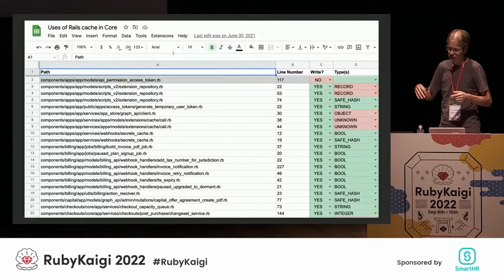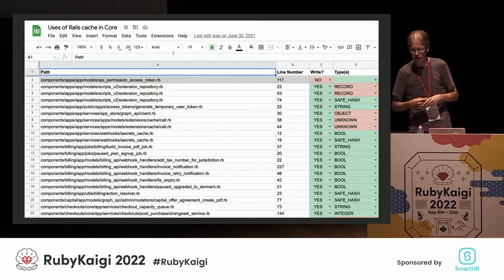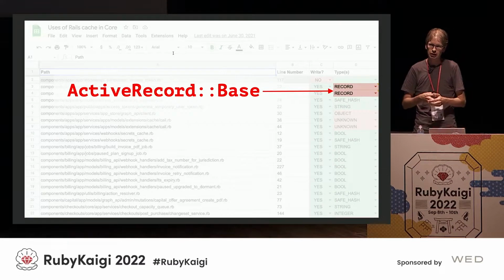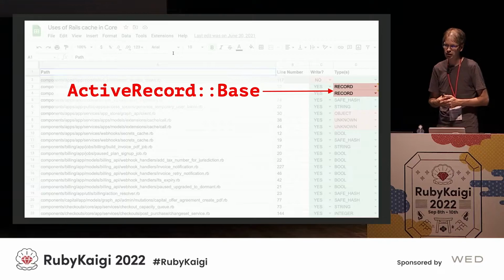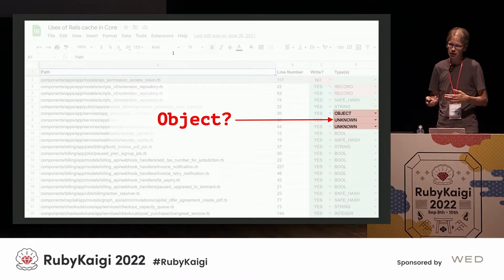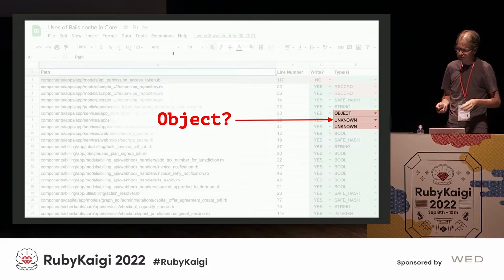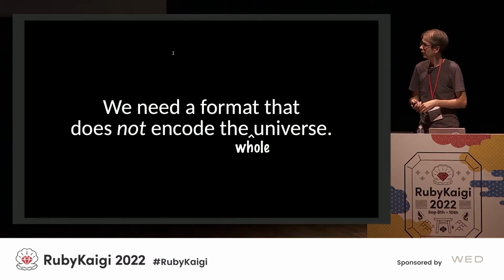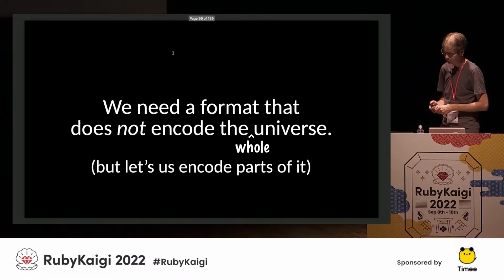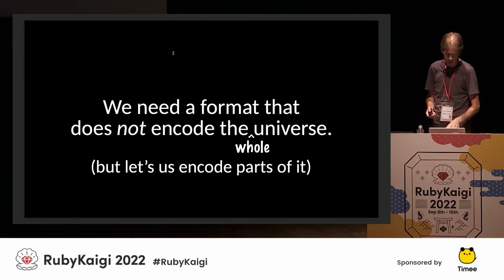We started looking through our code base. We grepped for Rails cache write and Rails cache read to see all the things that were going in. Of course, there's tons of stuff that is not primitive types. ActiveRecord::Base is a big one, and also objects, and also things that we don't even know necessarily what they are until we actually try. So we need a format that does not encode the whole universe, but that lets us encode a part of it.